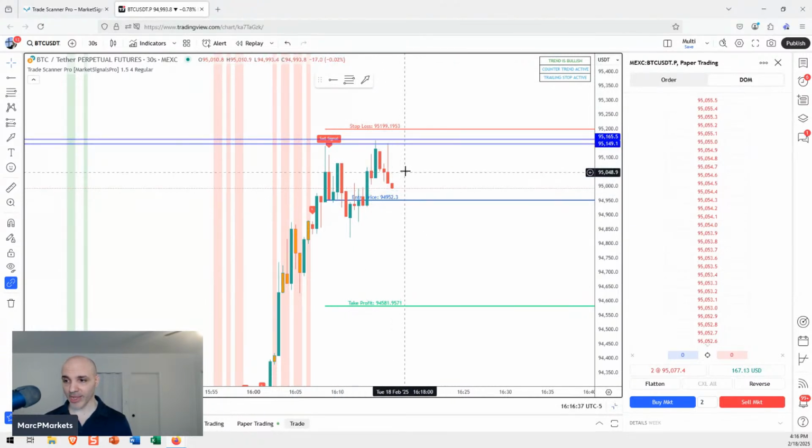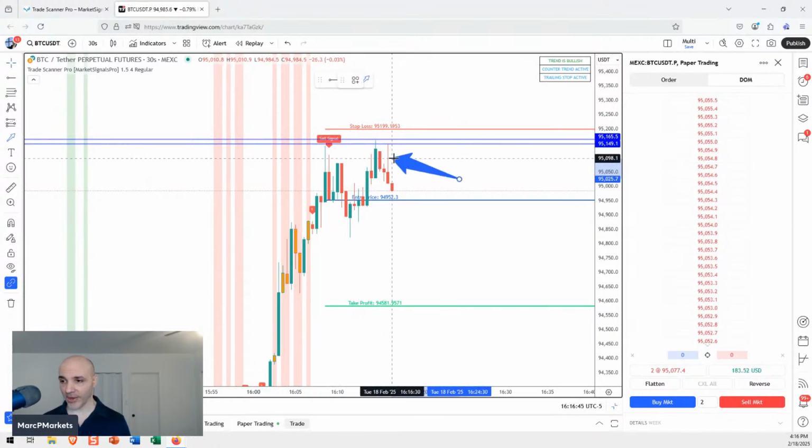I shorted the second time on that 15-second signal that vanished, and let's see if this thing stays intact. I like this candle right here. It's a good looking candle. I'll short more if we break below that blue line. Again, it's advanced.